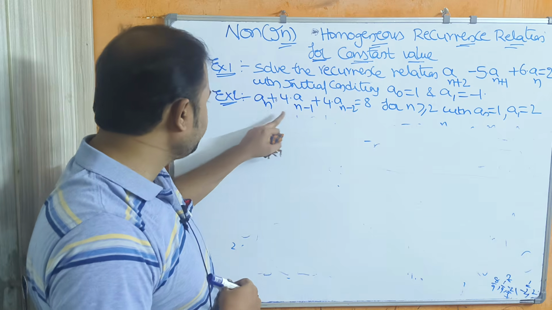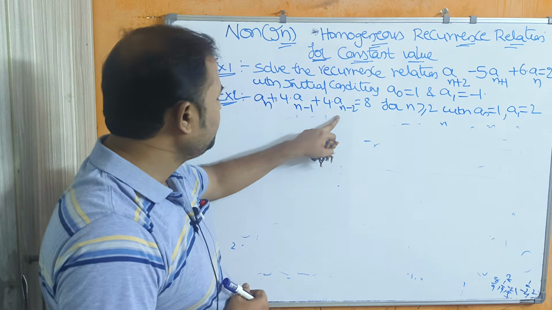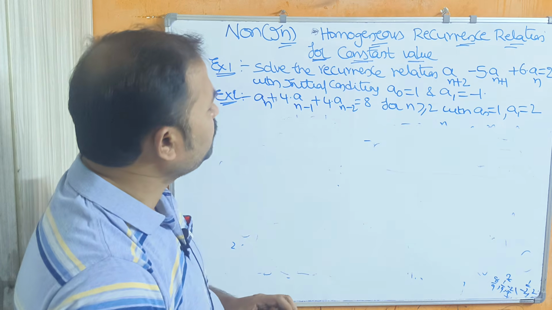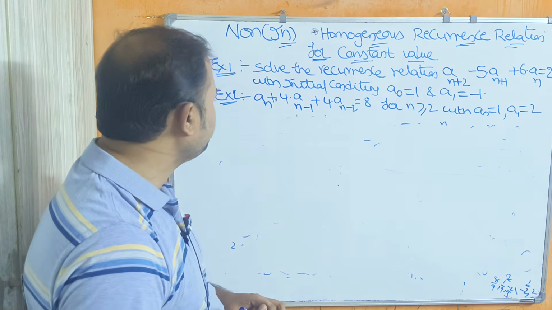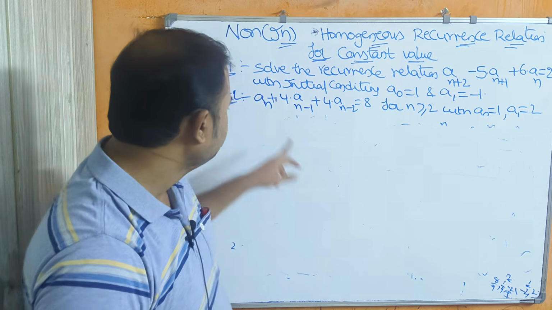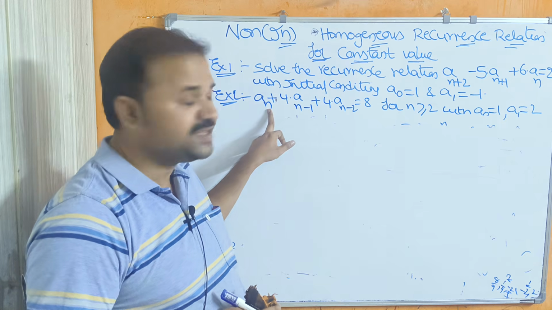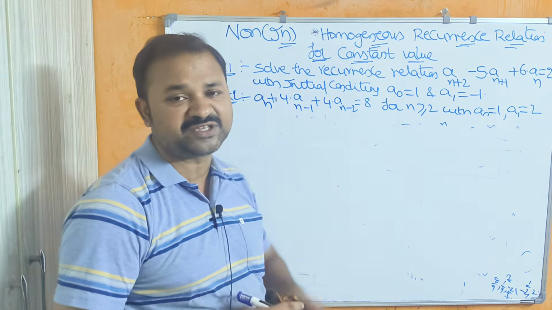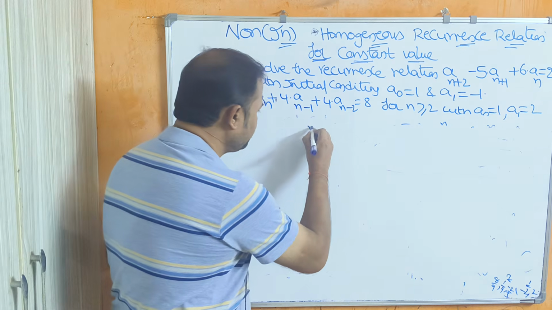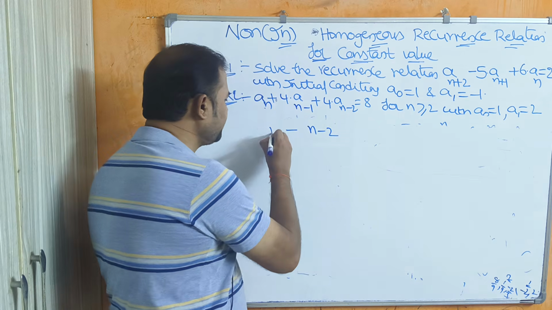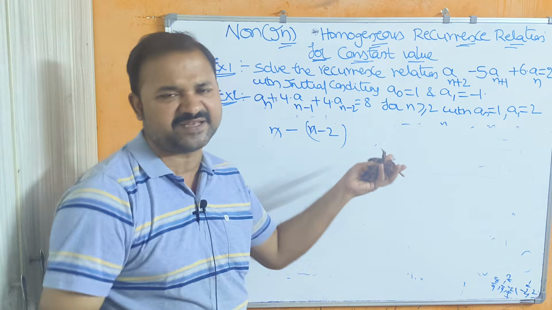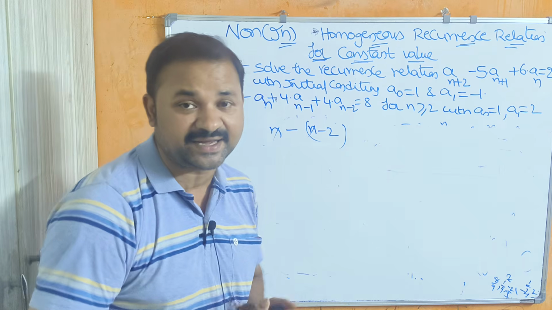Solve the recurrence relation an plus 4an minus 1 plus 4an minus 2 is equal to 8 for n greater than or equal to 2 with a naught equal to 1 and a1 equal to 2. So here, if we observe, this is which order? Here what is the maximum subscript? N. What is the minimum subscript? N minus 2. So let us subtract the minimum subscript from the maximum subscript. So n minus 2 minus maximum is n. So here this n will be cancelled. So minus of minus means plus 2. So this is nothing but second order recurrence relation.